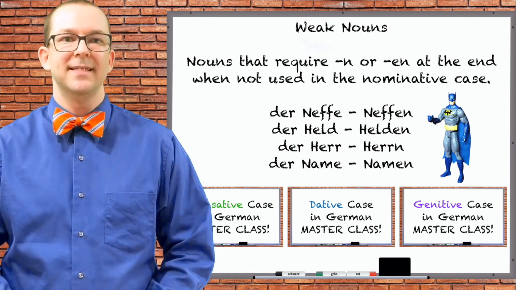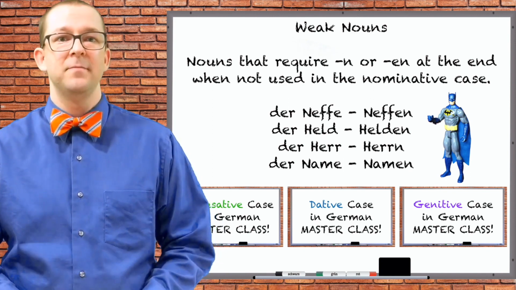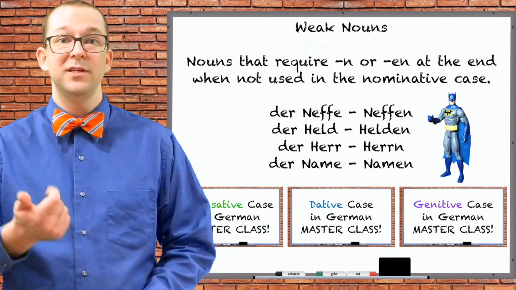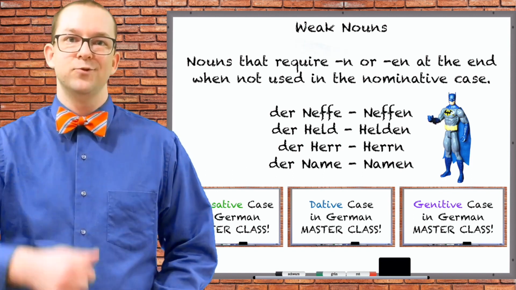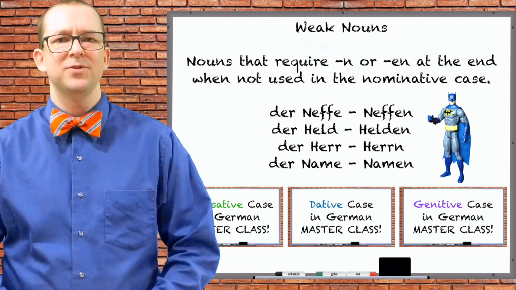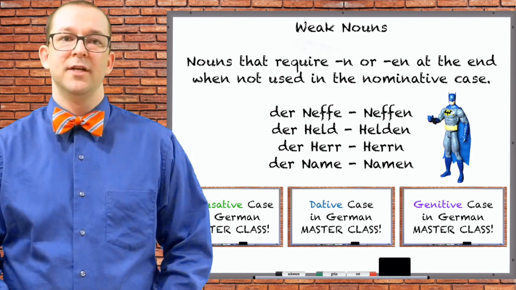Polizist is on that list. If you want a better list of them, I have that built into my Accusative, Dative, and Genitive Case masterclasses, which you can find linked in the description. For a few more examples, however, here are a few more popular ones.